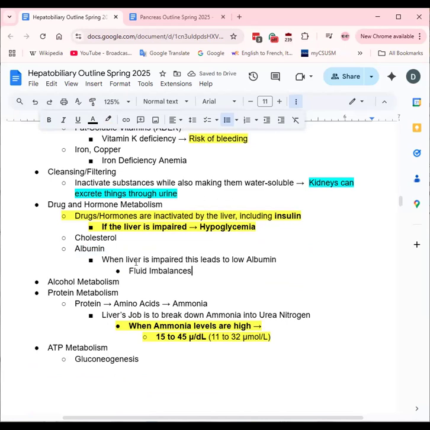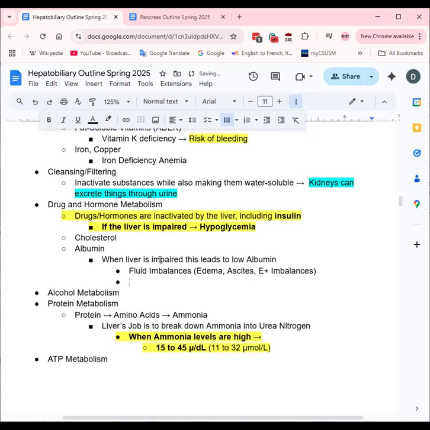Ascites, edema, yeah. So you have a lot of edema, ascites. So a lot of fluid imbalances, electrolyte imbalances going on here. But we know that ascites is very associated with liver. And I will also mention here, this is probably the most important stuff when it comes to this.